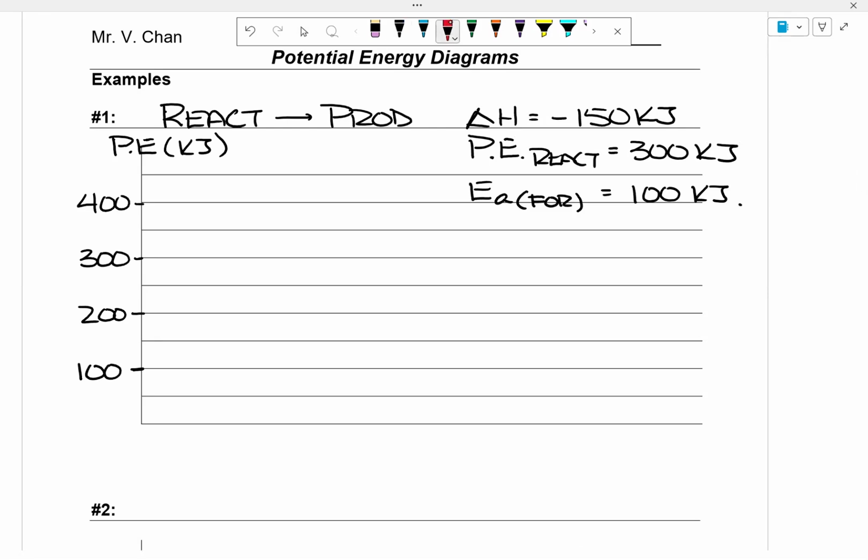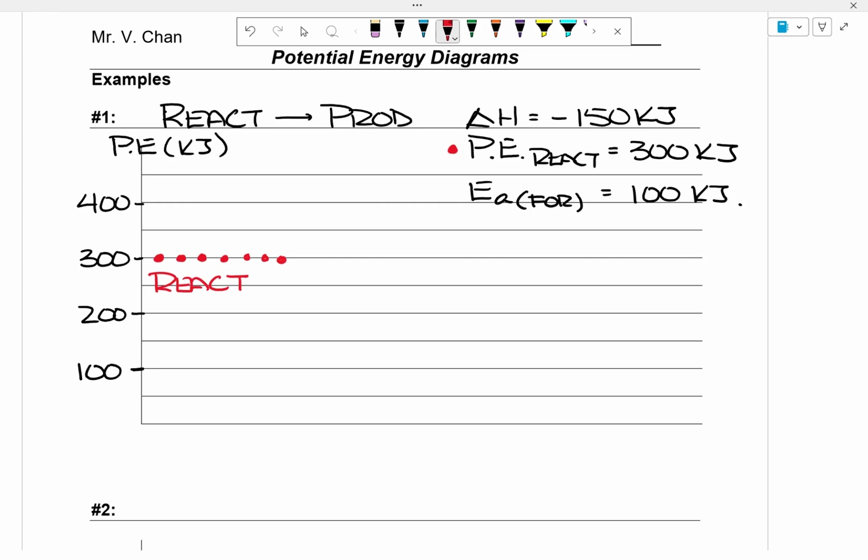So I'm just going to mark it in red. So I'll just use a red dot here. So it starts at 300. So my dot is here. So this is my reactant. Now, again, I'm just using different colors to make my notes a little bit more dynamic. You don't have to if you don't want to.